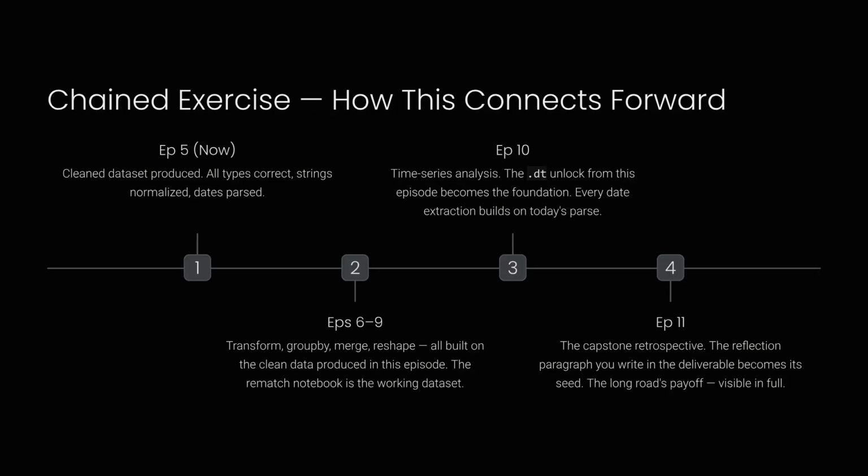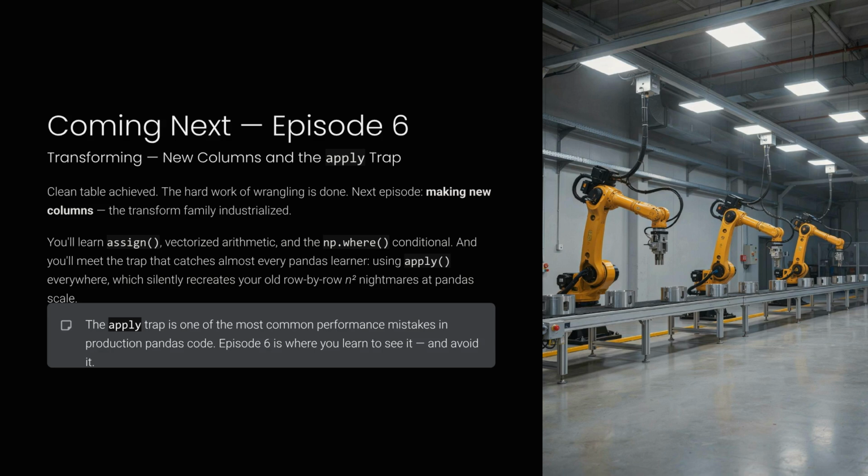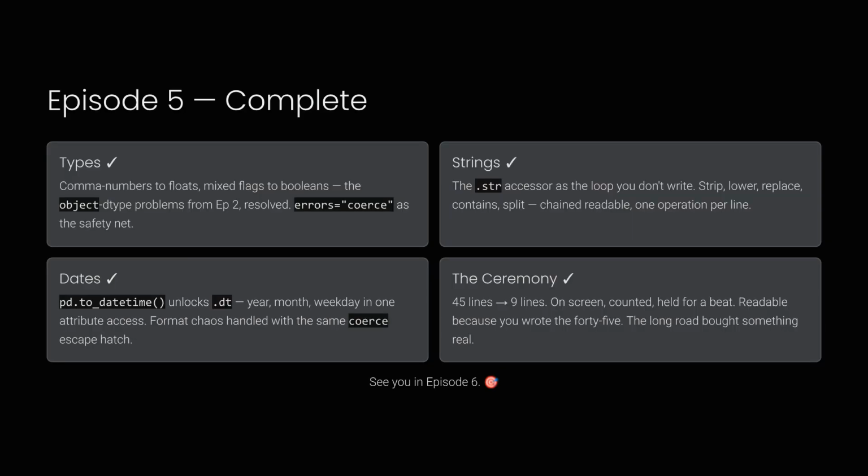This exercise is a stepping stone. By cleaning your data now, you create the stable, robust foundation required for the grouping, merging, and time series analysis tasks we will tackle in the upcoming episodes. Looking ahead, Episode 6 focuses on transforming data and creating new columns. We'll introduce the assign method and conditional logic while warning you about the common and costly apply trap that can ruin your code's performance. That completes Episode 5. We have successfully mastered type conversion, string manipulation, and date parsing, all while learning the power of the Pandas ceremony. We look forward to seeing your results in the next session.